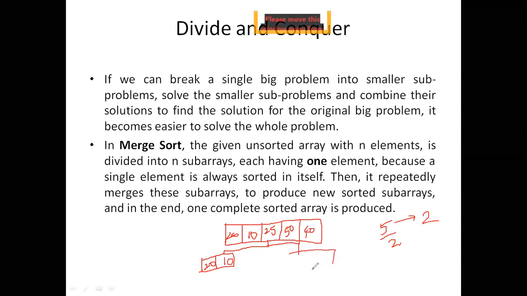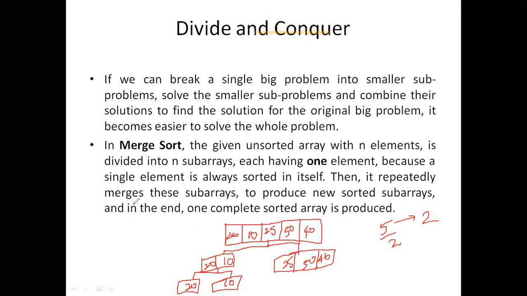Next, these 3 I will put: 25, 50, 40, like that I can give. Again 2 divided by 2 is what? 1. So this will be divided into 1 and 1: 20 and 10. Merge sort is easy if you understand. Compared to quick sort, merge sort is easy. Like this, a graphical representation they may ask. At that time you should not write a program, you should write the graphical representation.